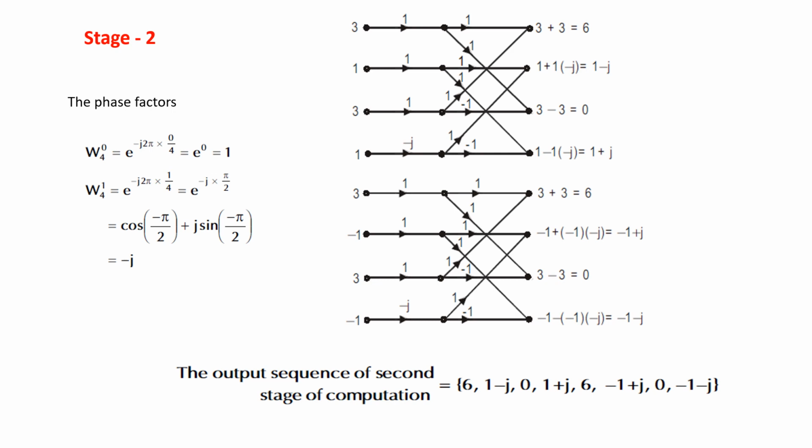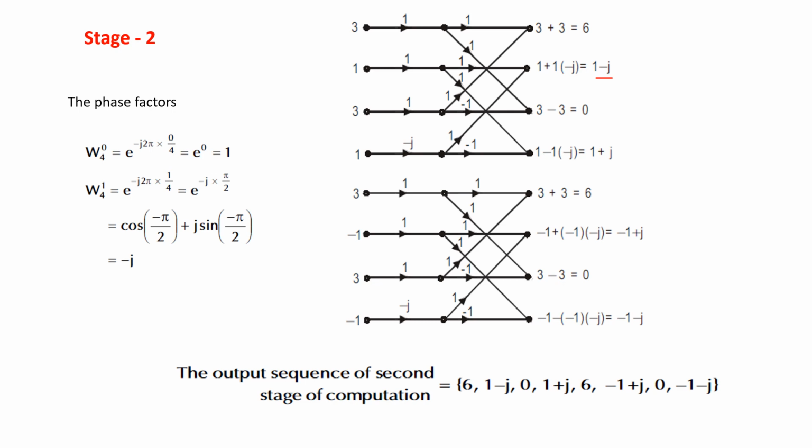So this 3 will reach here, and this 3 multiplied with twiddle factor 1 will reach here. So 3 plus 3 is equal to 6. And for the second line, this input 1 will reach here. The next input is 1, so this 1 multiplied with minus j will reach here. So 1 plus 1 into minus j, which is 1 minus j. This is the effective output of this stage.